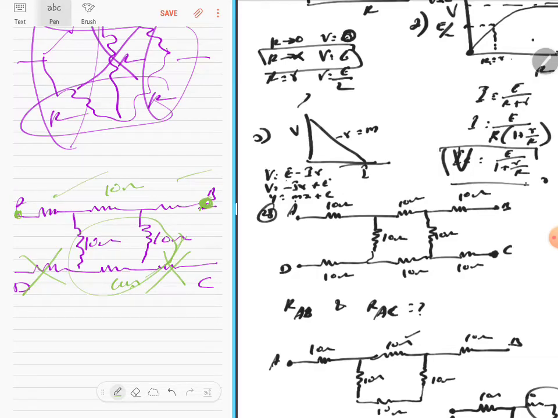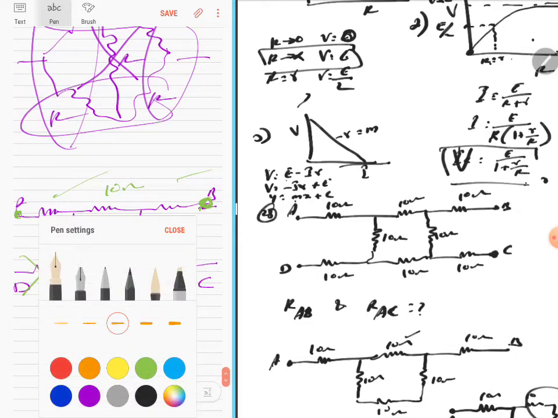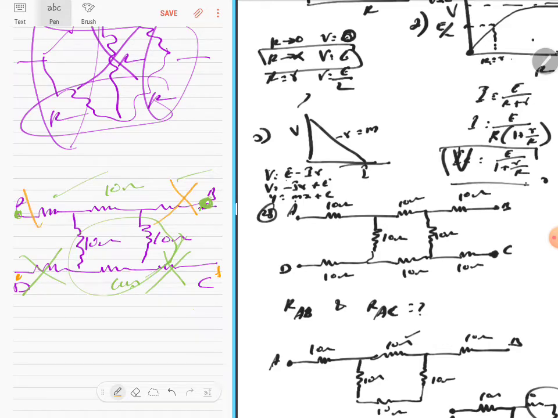Are you clear? Between D and C means you will ignore, if they ask you between D and C, you will ignore this part and this part. Next is, supposing they ask you between A and C, what do we do?